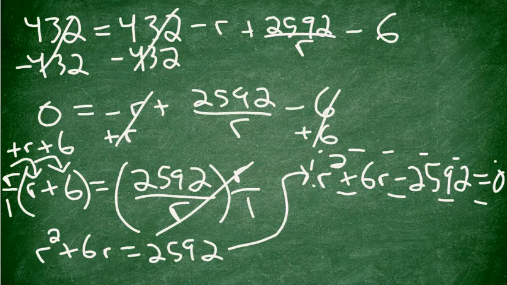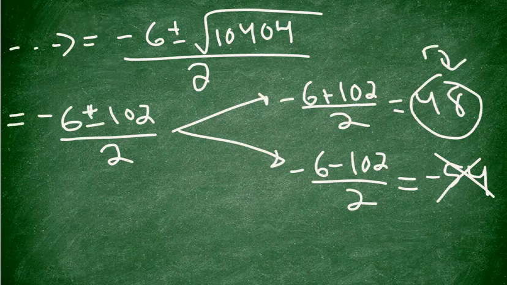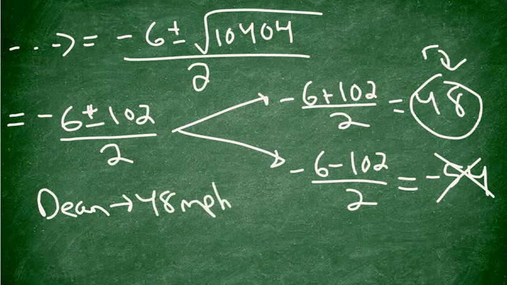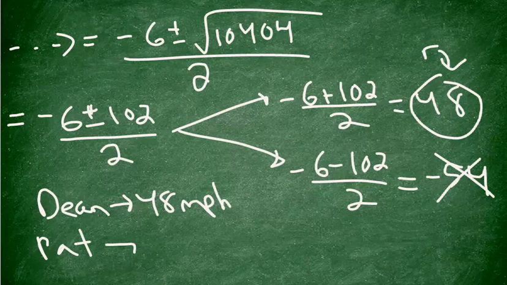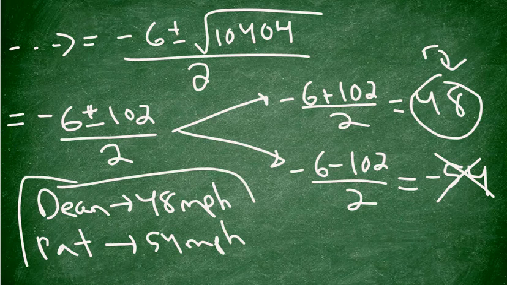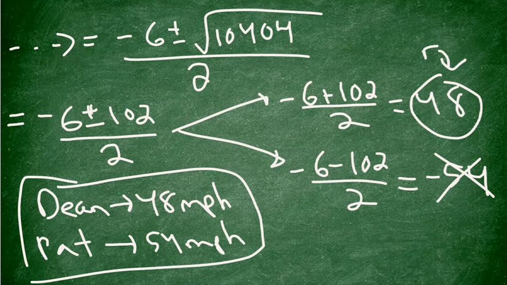So Dean drives 48 miles per hour. And then we already know that Pat drives 6 miles per hour faster than that, so she goes 54 miles per hour. So there's our answer for this problem. Okay, so I know there's a lot going on there. We talked about the quadratic formula. We had to set up a quadratic equation relating the relationship between two different people, and had to ignore this negative case that we got at the end.